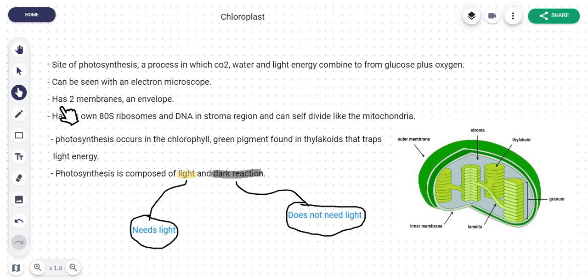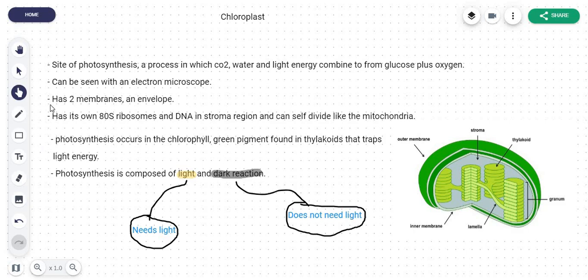Just like the nucleus and just like the mitochondria, this particular organelle also has two membranes, so an outer membrane and an inner membrane, which together are called an envelope. Whenever there are two membranes, you refer to that as an envelope. So that's what we call the membrane of the nucleus, the nuclear envelope, and the mitochondrial envelope, and we can refer to this as the chloroplast envelope. Let's first discuss the structure of the chloroplast, which is right on your screen.